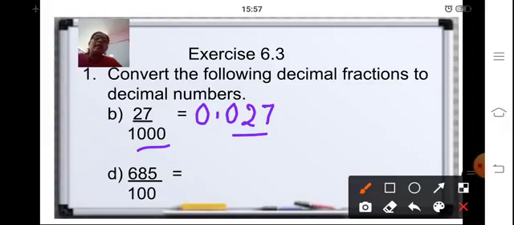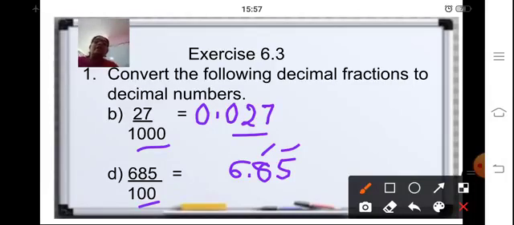Now 685 upon 100. Write the number 685 as it is. Here it is upon 100, so 100 has 2 decimal places. From the right, count 2 places: 5, 8, that is 1, 2, and then put a decimal point. So your answer is 6.85.